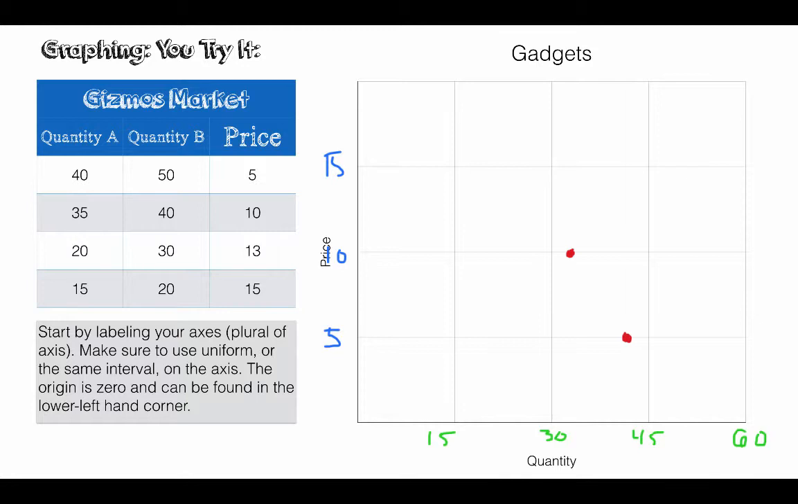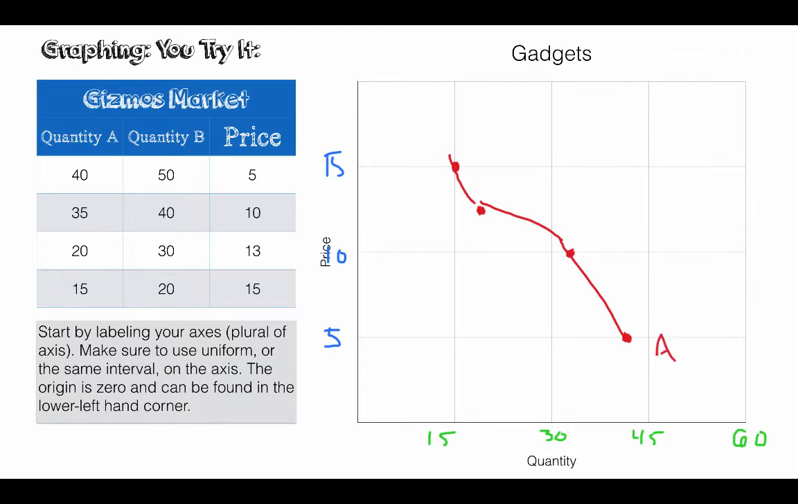Next, we're going to go to a quantity of 20 at a price of 13. But Mr. Mars, there's no 13. We know this, right? You guys can handle this. So there's about 13 right there, and it's about 20 right there. And then the last one is at a quantity of 15 at a price of $15, which is going to be perfect right there. So what we do now is we just connect our dots. Forgive me, my stylus is terrible that I'm writing with here. So we're going to call this quantity A.